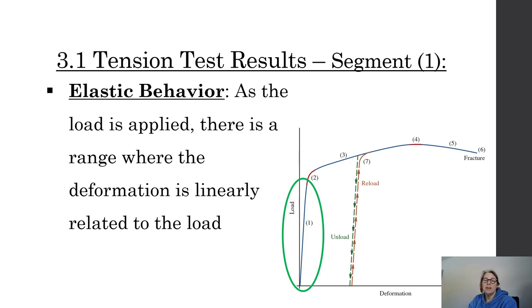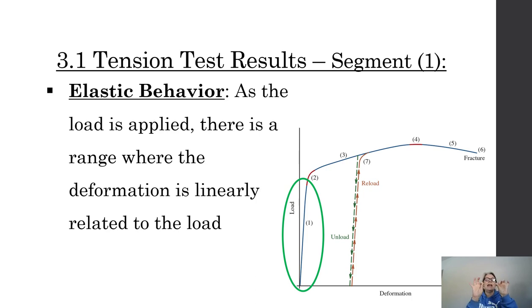You may need to make flashcards because these are vocabulary words you're going to hear over and over beyond this class. So the first thing is we have the elastic region. The elastic region is where you can load something and unload it, and it goes right back to the original shape.